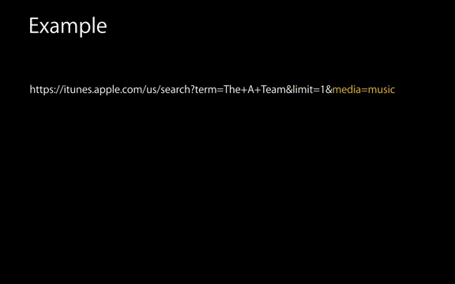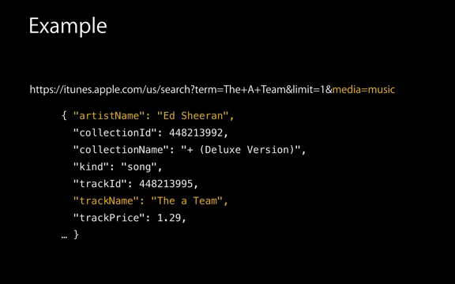Instead, we need to find the right thing to specify the type of content we're interested in. And here, it's media equals music. We're a music app. We want people to be able to search for artists or albums or songs, whatever. So we can specify media equals music, and we get just the results we're looking for. So we run this query, and we get the results we want back, which is great.